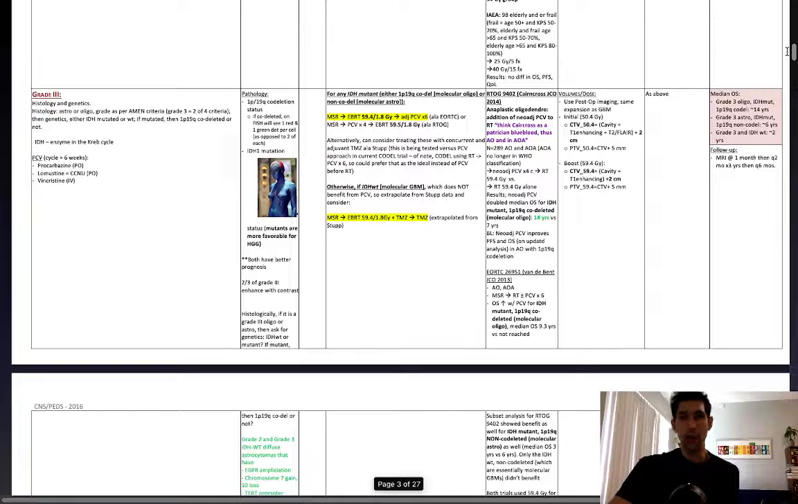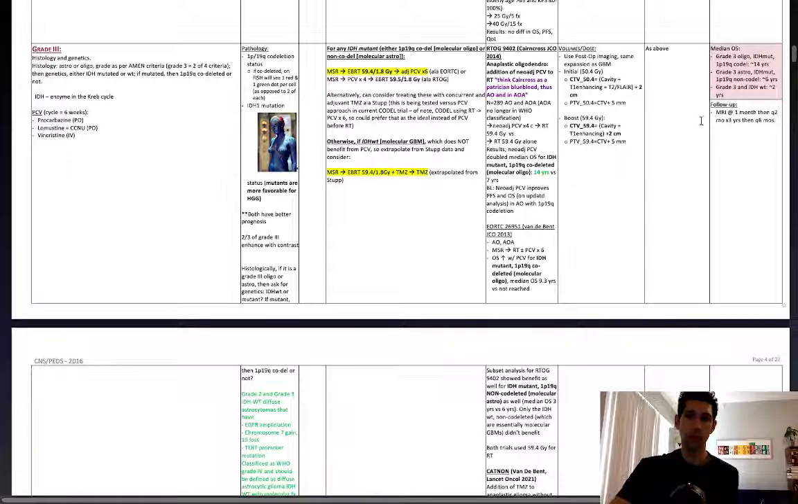We already talked about the constraints. Median overall survival for oligos, IDH mutant 1p19q co-deleted, is 14 years. For astrocytomas, it's about 6 years. For IDH wild type, it's 2 years, which are molecular GBMs. Follow-up MRI at 1 month, then every 2 months for 3 years, then every 6 months thereafter.